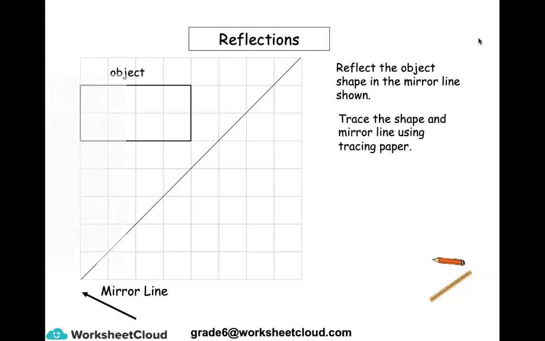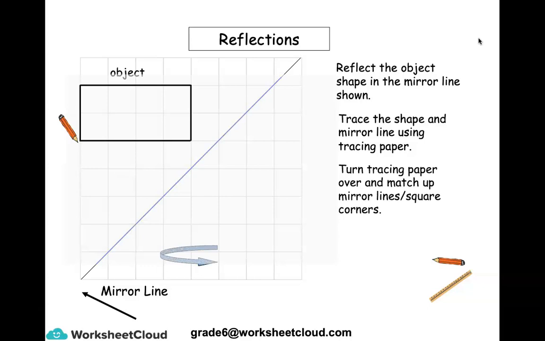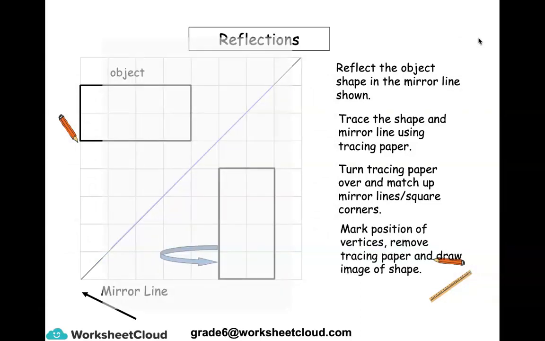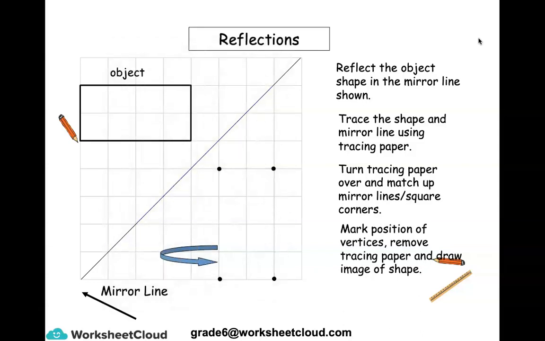Use your tracing paper, draw over the object. Okay, draw over the mirror line, fold the tracing paper over the mirror line, so diagonally, and then your tracing paper will end up in that position. Mark off the vertices, remove the tracing paper, join the dots, and there your image is a reflection of your object.